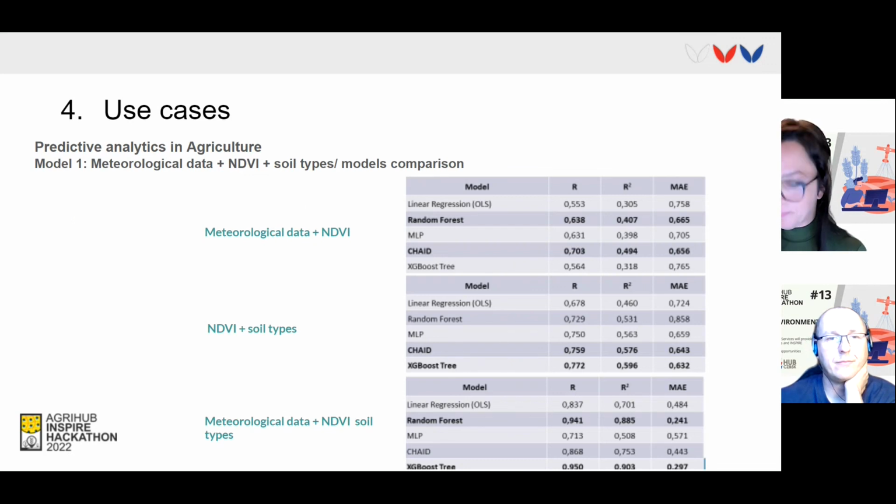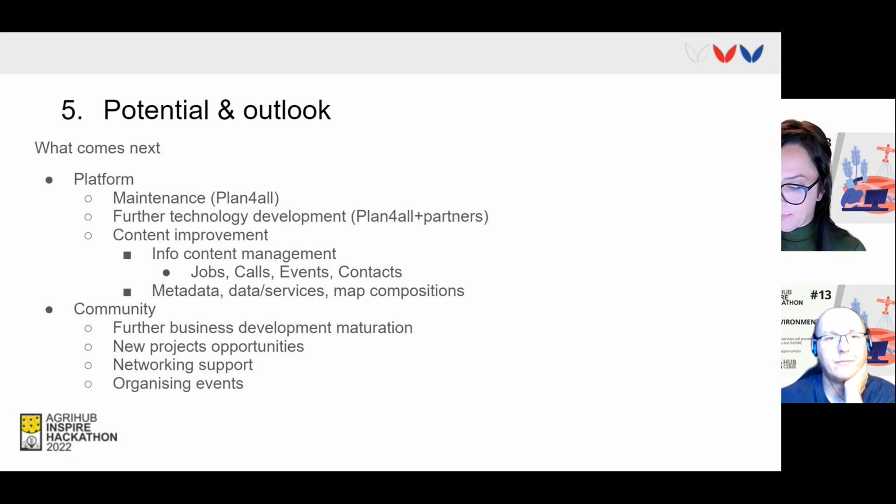Our intention involved two steps: to develop the platform and build a community. It is in the interest of all challenges to work together to ensure the future sustainability of the Agrihub platform.